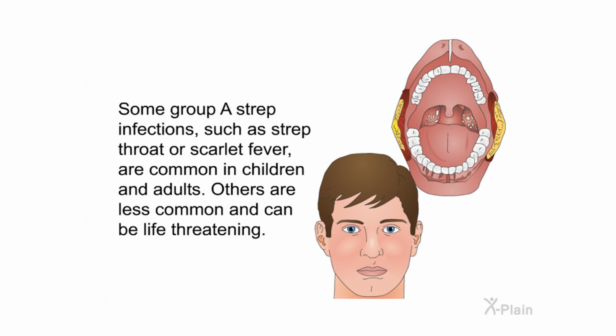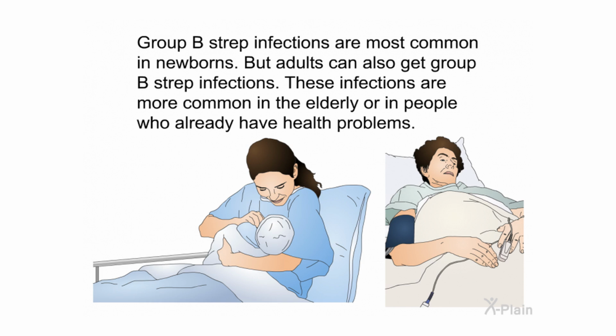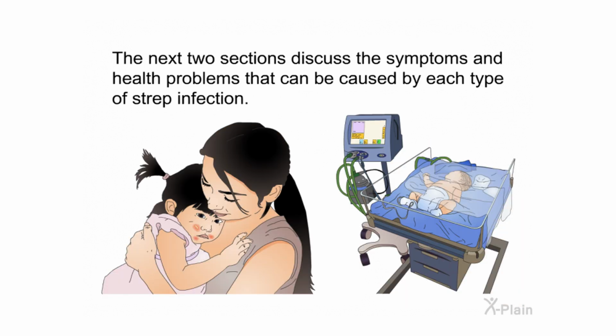Some Group A strep infections, such as strep throat or scarlet fever, are common in children and adults. Others are less common and can be life-threatening. Group B strep infections are most common in newborns, but adults can also get Group B strep infections. These infections are more common in the elderly or in people who already have health problems. The next two sections discuss the symptoms and health problems that can be caused by each type of strep infection.